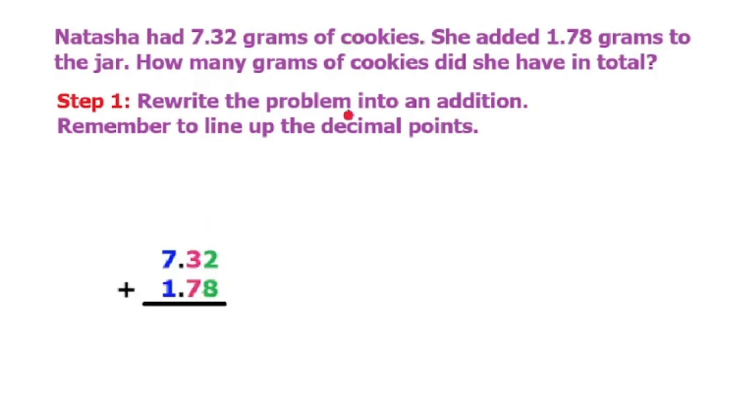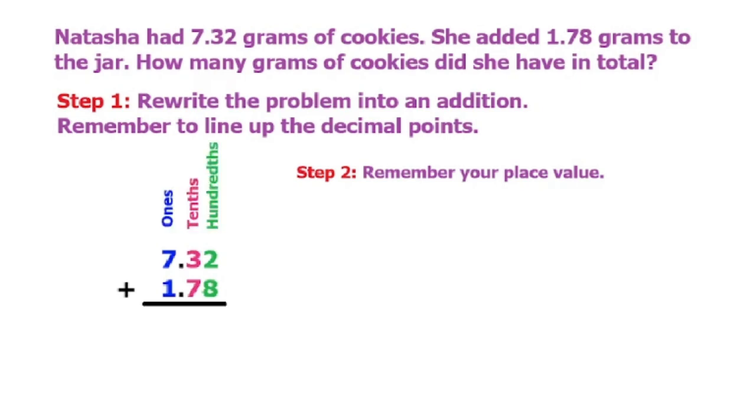7.32 plus 1.78. And make sure to line up the decimal. Okay, remember to line up the decimal points. Otherwise, the answer won't be correct, okay? Next thing to do is remember your place value. And your place value looks like this. And for decimals, this would be your hundredths, this would be the tenths, and then this is the ones place value.